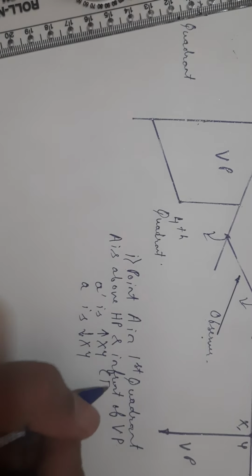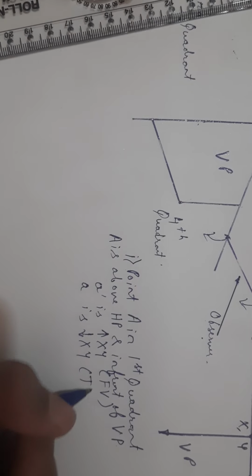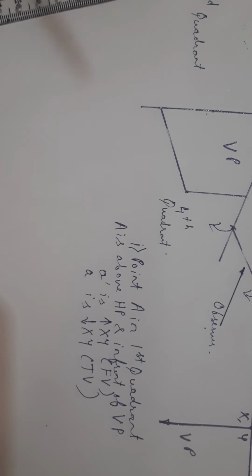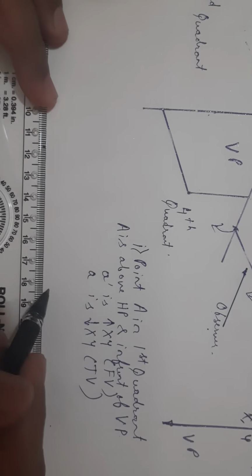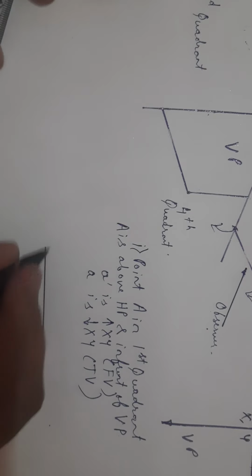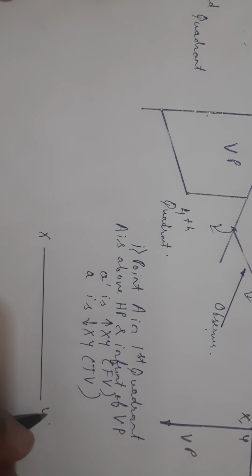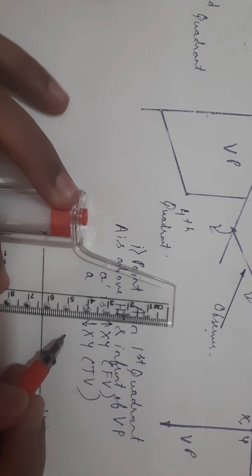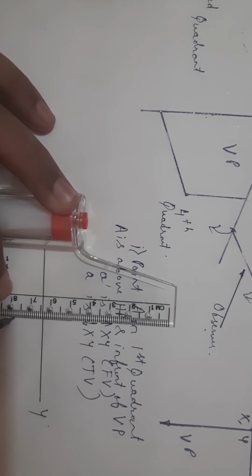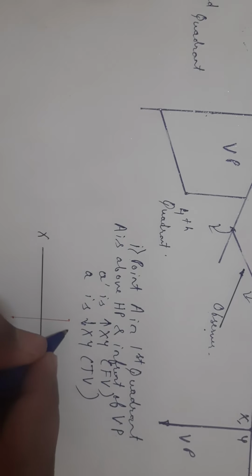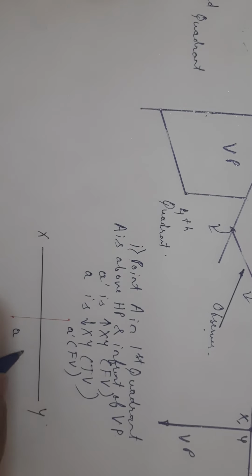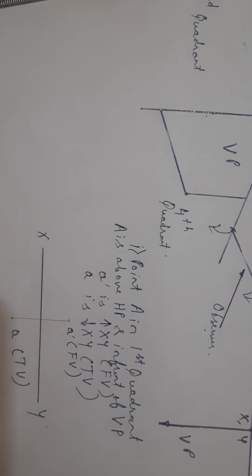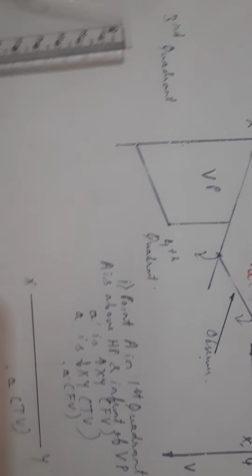I will be mentioning it specifically. Front view is above XY, top view is below XY. Now how do I draw it? It will be like this, the XY line that you can see, X, Y. What about point A dash and A? This is point A dash and on the same projection line, point A. So A dash, that is front view, is above XY, and A, that is top view, is below XY. I hope it is clear to you when the point is in the first quadrant.